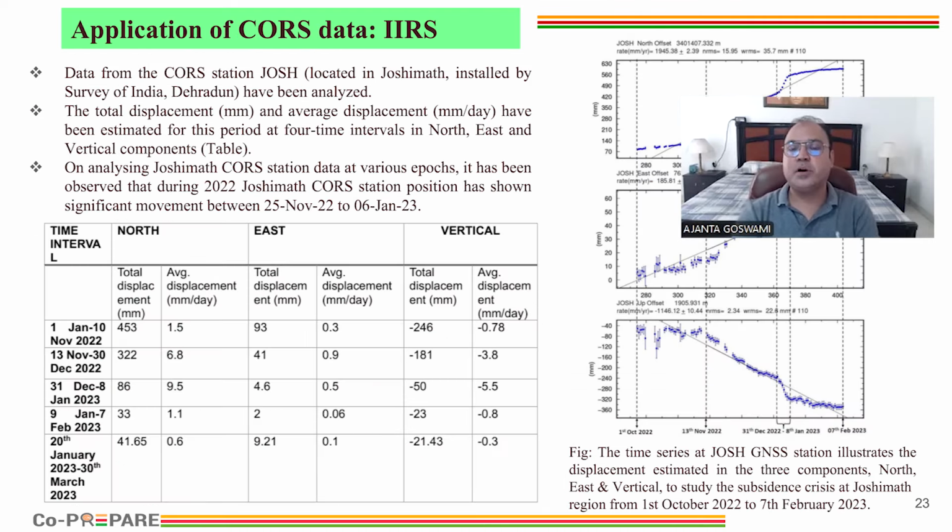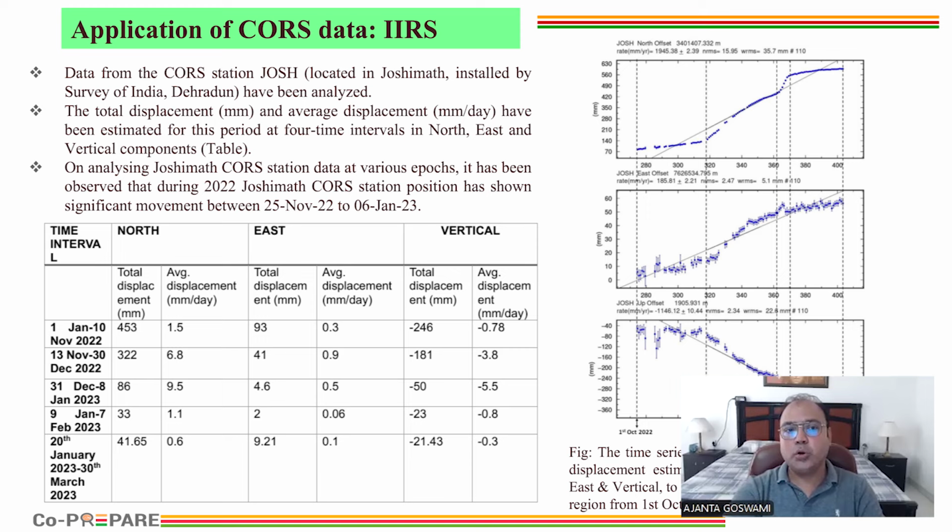This is another very interesting work, which is done by Dr. Suresh Kannoja, again from IRS, where he tried to apply the CORS data, which was available for one particular station, Josh station. Data from the CORS station Josh, located in Joshimath, installed by Survey of India Dehradun, have been analyzed by Dr. Suresh Kannoja. Total displacement and average displacement have been estimated for this period at four time intervals in north, east, and vertical components. So this is for north, this is for east, this is for vertical component, and these are four timelines. One timeline is from 1 January to 10 November, second is 13 November to 30 December, 31 December to 8 January, 9 January to 7 February, 20 January 2023 to 30 March 2023.